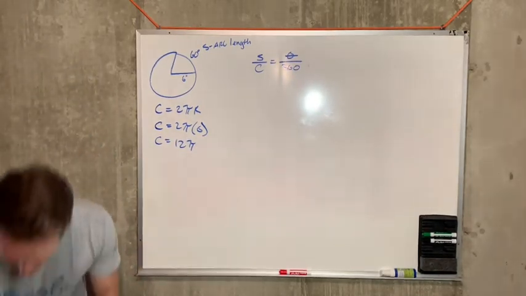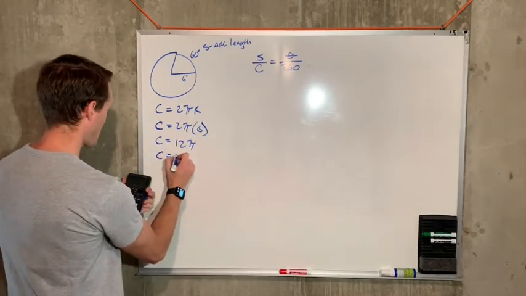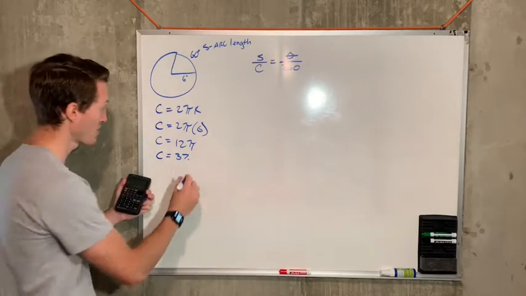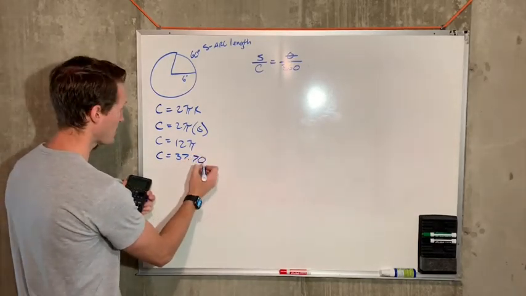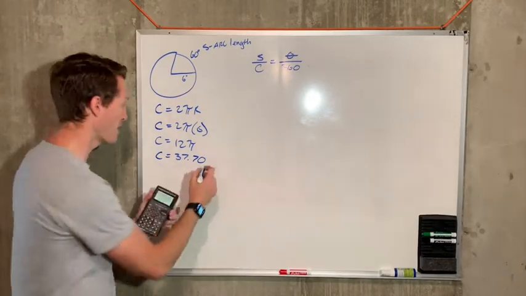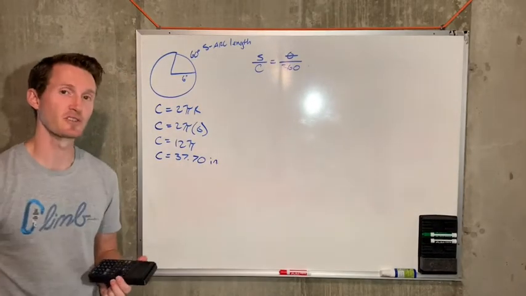You'll want to use a calculator. I've got mine here already plugged in. So C equals 37, now the calculator says 699, so I'm going to round to 70. That'd be the hundredths place. Tenths place would also be 0.7, and then put inches on that since our radius was in inches, okay?